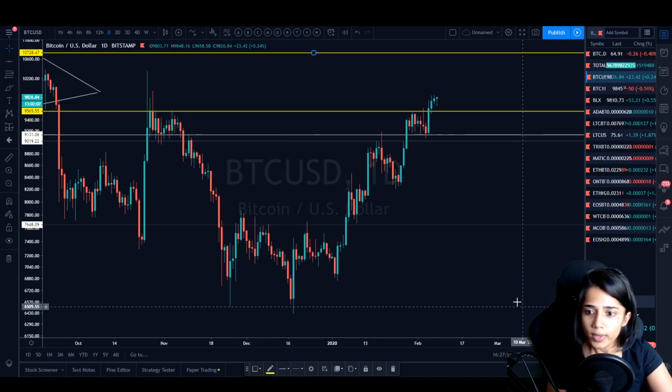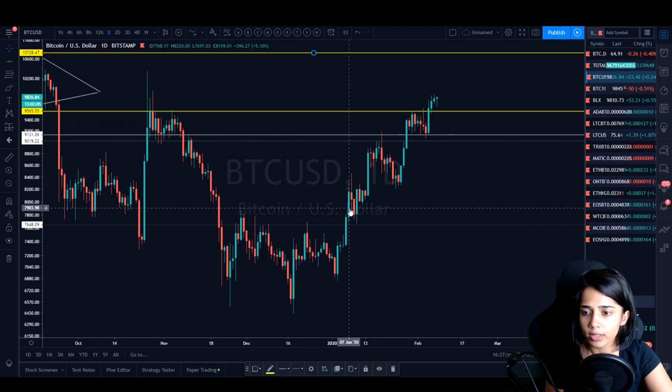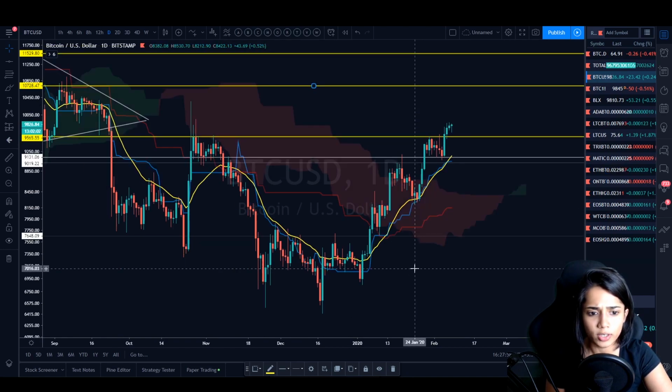But could we have a pullback? I don't know. Let's go and take a look at our cloud, actually. Let's go and look at that Ichimoku. Let's go and look at that ribbon.